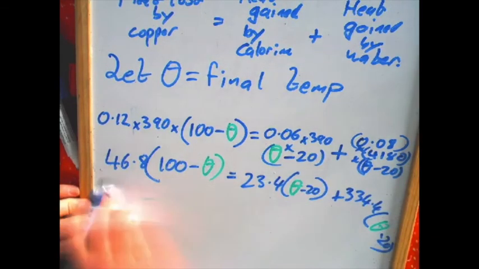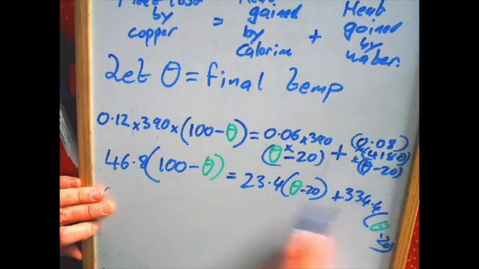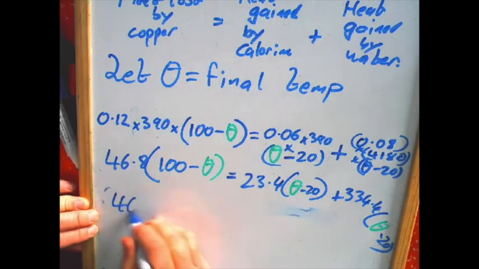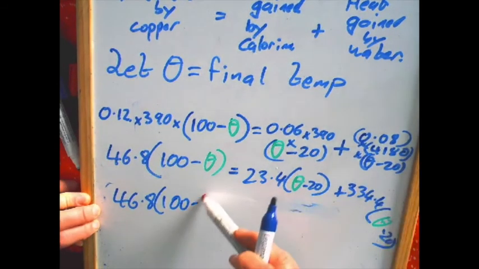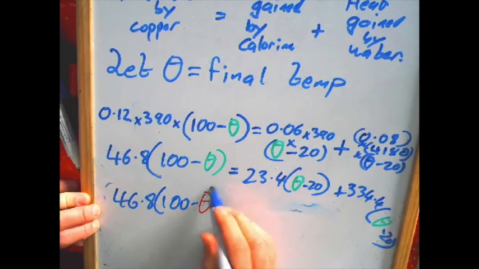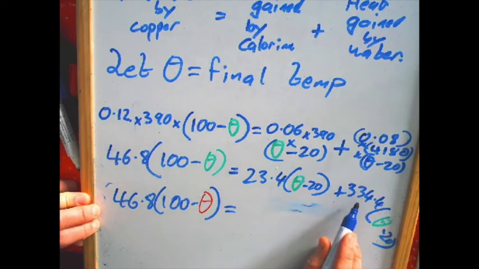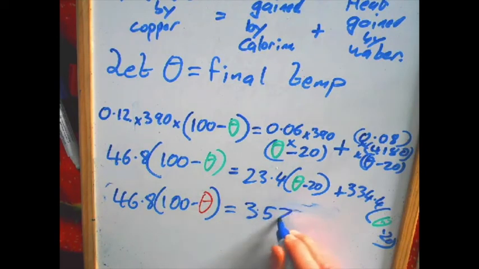Okay. What did I do here? Okay, what I'm going to do next is bring this 46.8 across. So on this side I'm going to have 100 minus theta is equal to, on this side, actually, do you know what? Let me just do something else here real quick. If you notice, 23.4 and 334.4 are both multiplied by theta minus 20. So just like in algebra, if you imagine that was an x or a y, you can add these together. So let's do that.